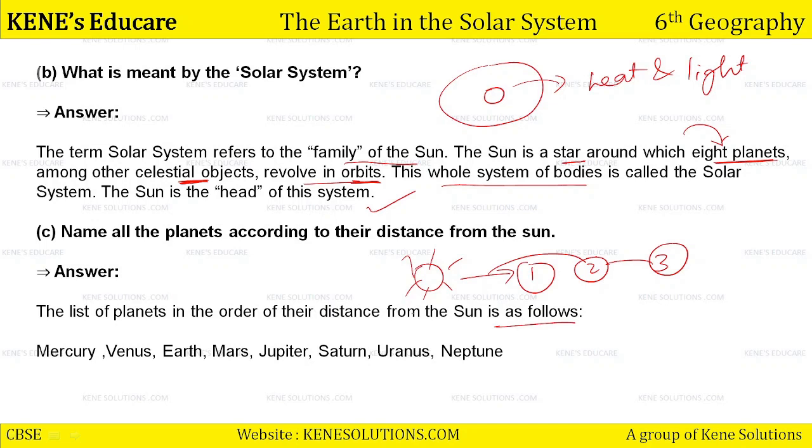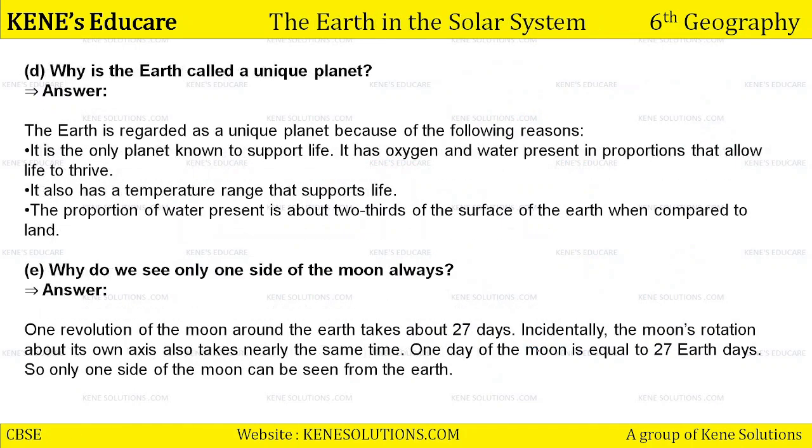मैंने चैप्टर में आपको एक हिंट भी दी थी याद करने के लिए. So, the order is Mercury, Venus, Earth, Mars, Jupiter, Saturn, Uranus and Neptune. ठीक है? ये order है. आप उस hint से भी याद कर सकते हो और ऐसे भी याद कर सकते हो. ठीक है? Alright.